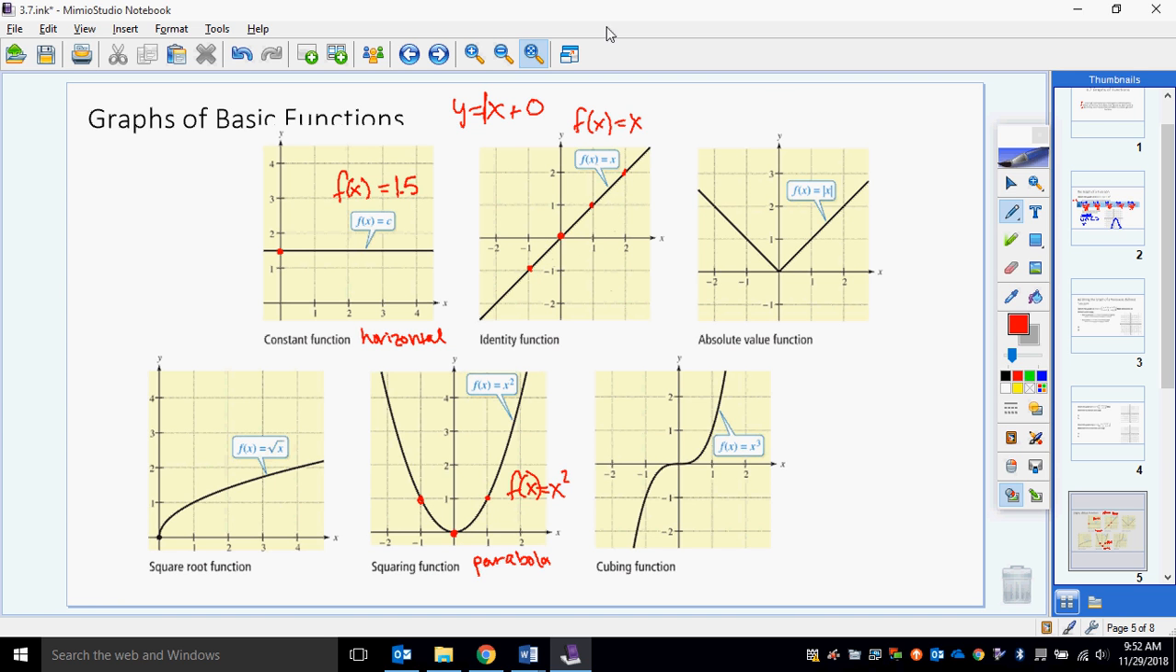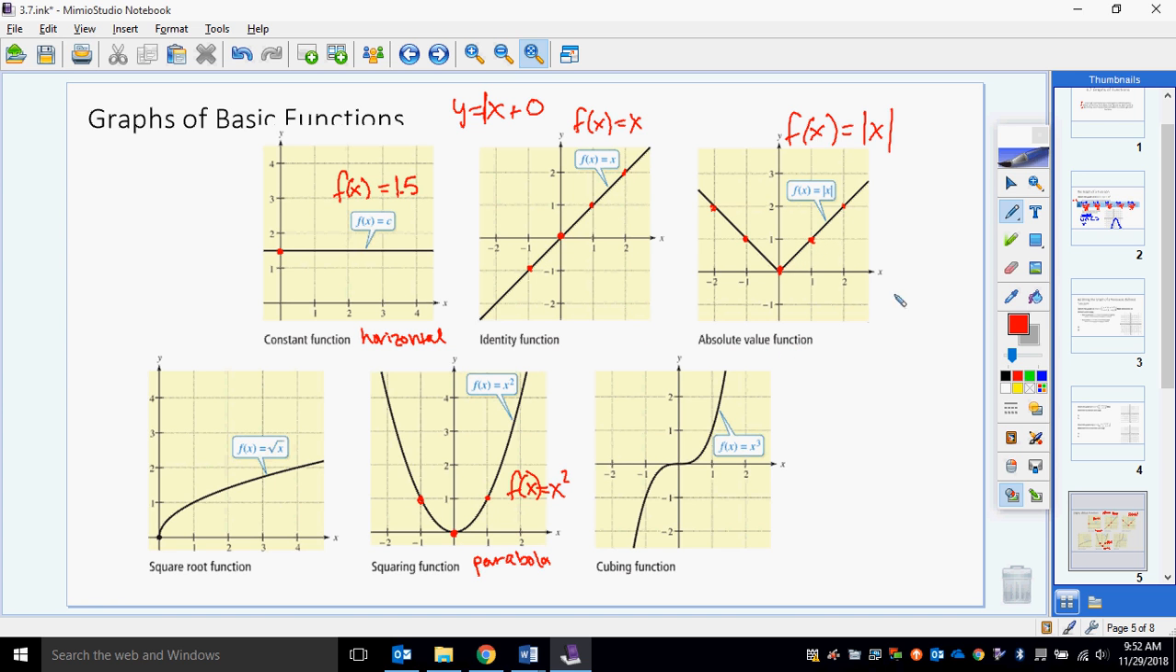Okay. Absolute value function. If y equals the absolute value of x, except we're not using y, we're using the function notation. So f of x equals absolute value of x looks like a v. Starts with the origin, right? It has a slope of 1 on either direction. Over here, the slope is -1. Over here, the slope is +1.